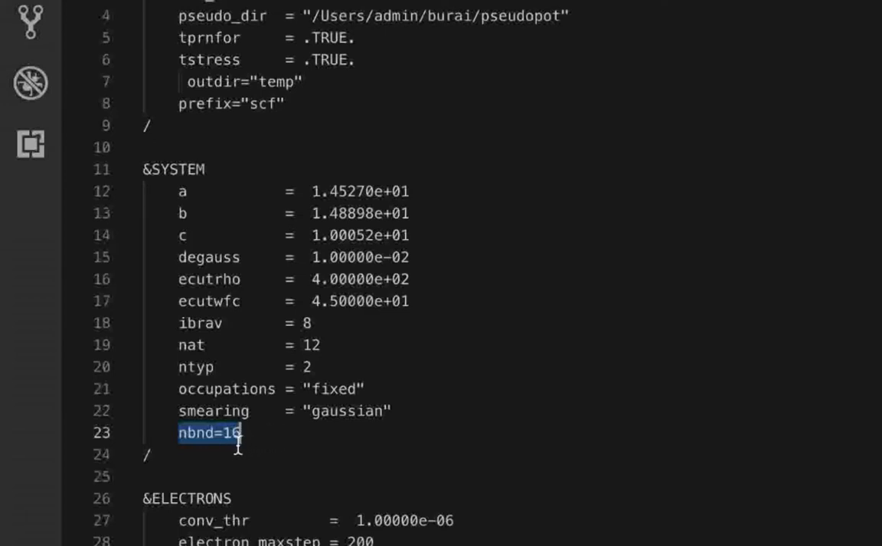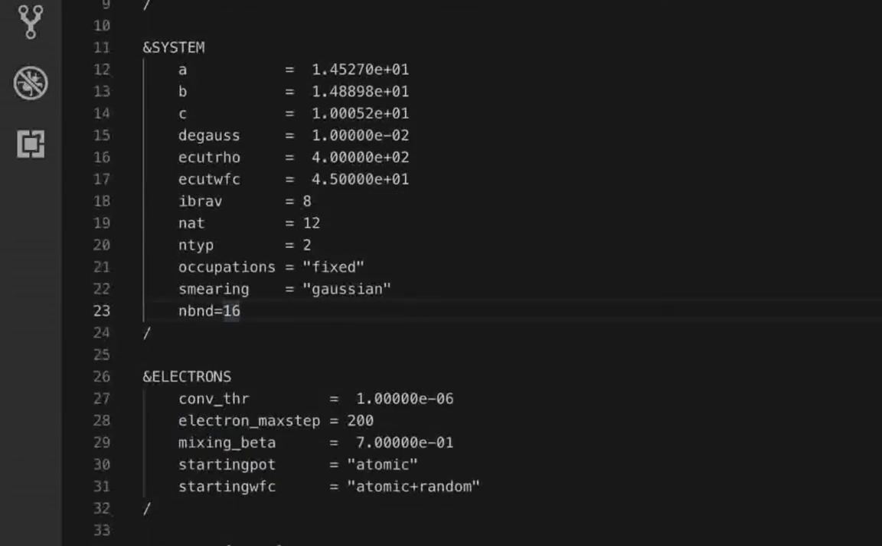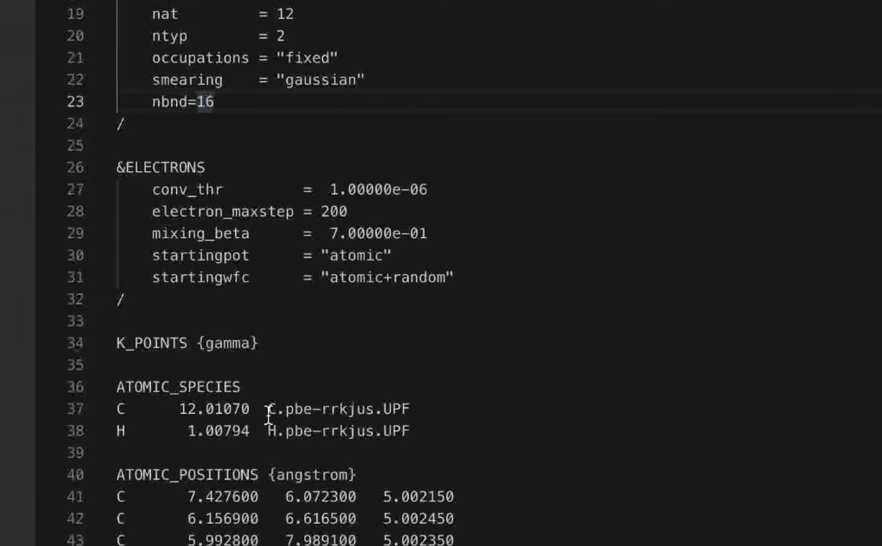So I specified the nbnd is equal to 16. Now how I arrived at that number depends on what pseudopotential you are using. In my case I was using C.pbe-rrkjus and H.pbe-rrkjus. They basically tell me how many valence electrons are there in this pseudopotential, and that will basically help me to get this value.